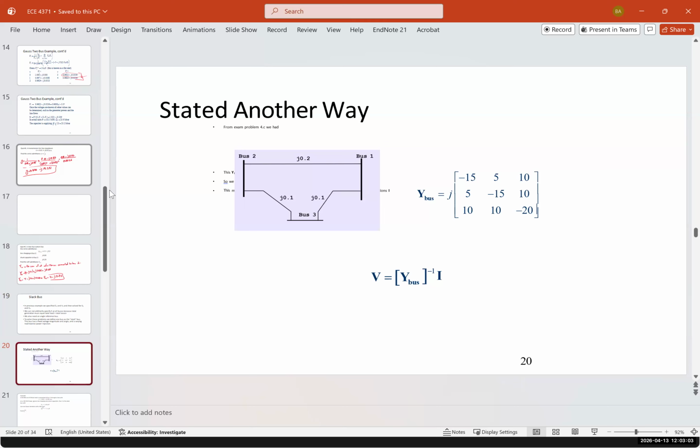Now, this is an example in a graph that shows our system. We have bus number 1, 2, and 3. And for this example, Y bus is j times [-15, 5, 10; 5, -15, 10; 10, 10, -20]. V is going to be equal to Y bus inverse times I.